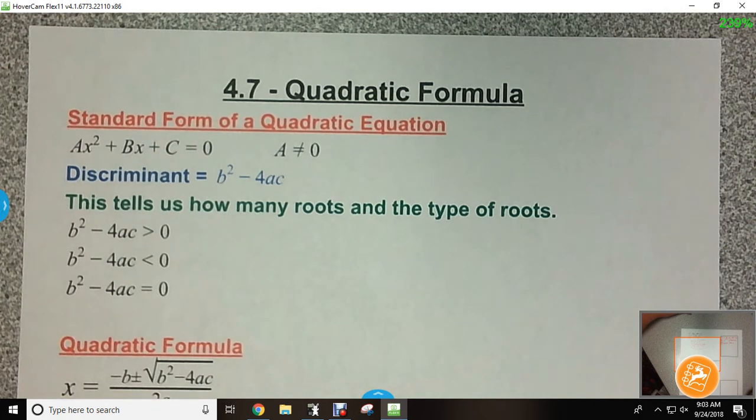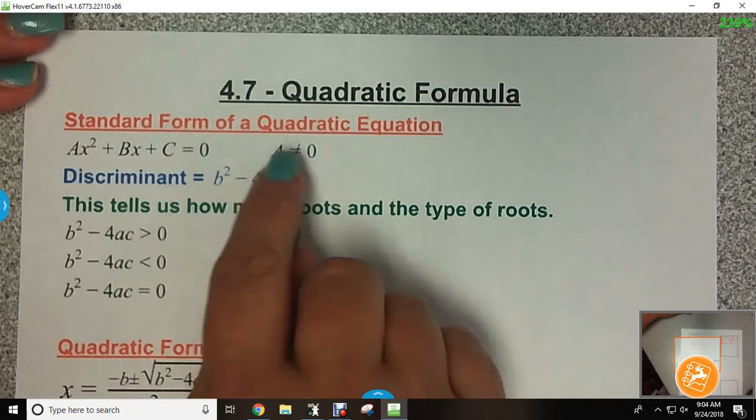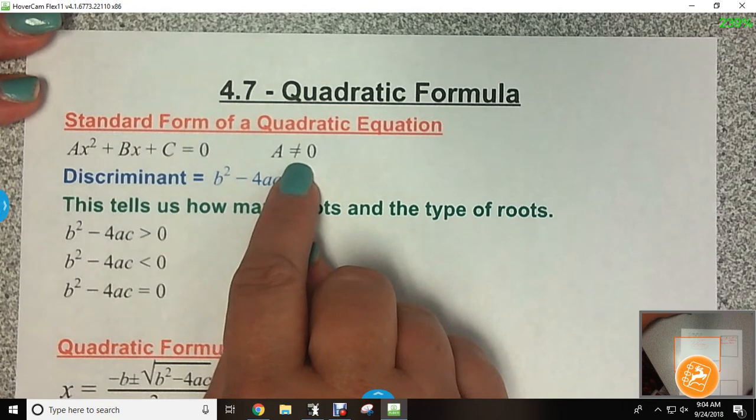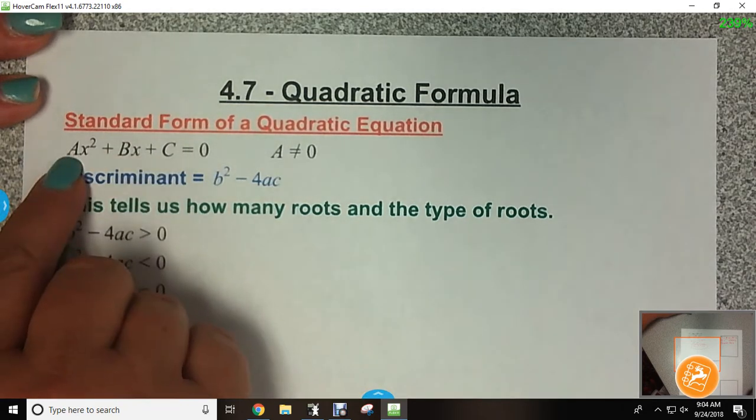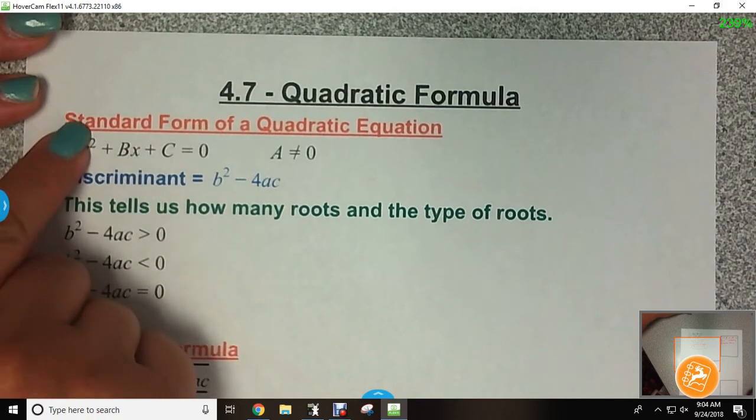Well, if you're looking at your textbook within section 4.7, I've even changed the order of it because I've found over the years that it works better to do it this way. Okay, so this is about the quadratic formula, which you have probably seen before. When it's in the standard form of a quadratic, ax squared plus bx plus c equals 0, and a can't equal 0. Remember, the reason a can't be 0 is because if a was 0, my x squared term would go away, and it would then be a linear function.